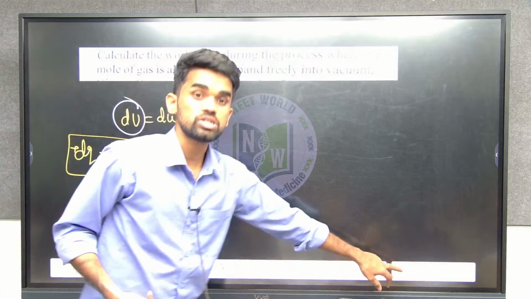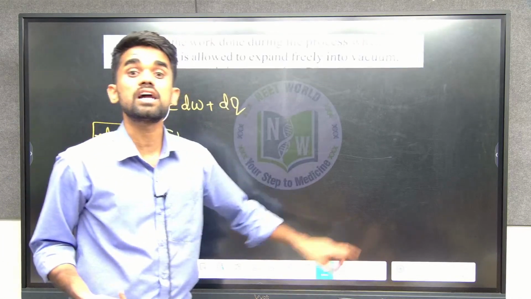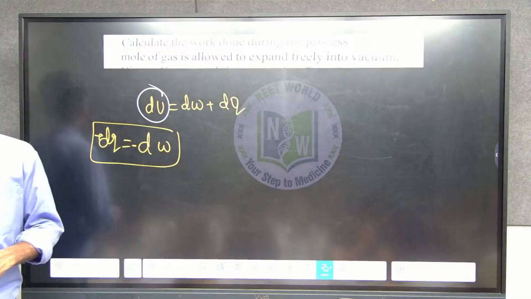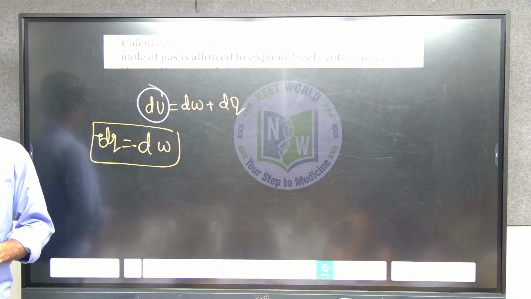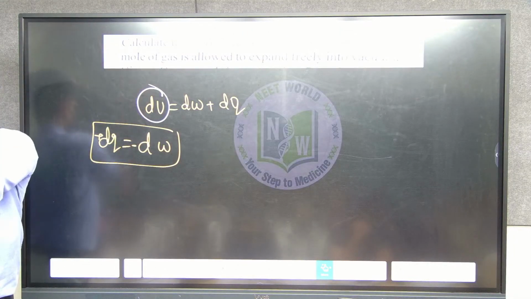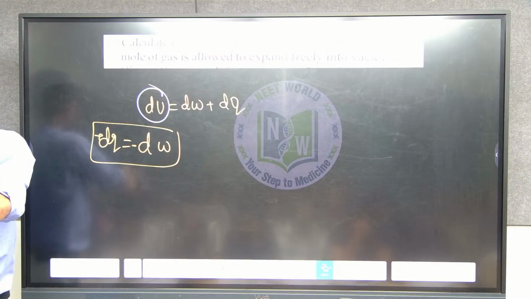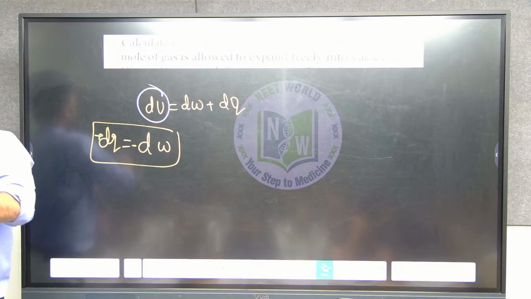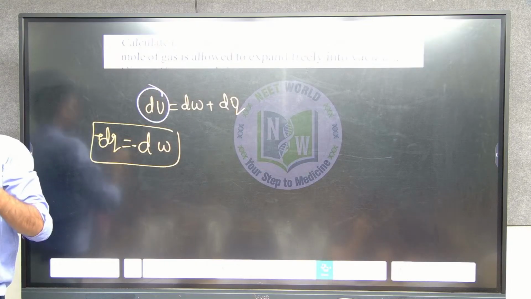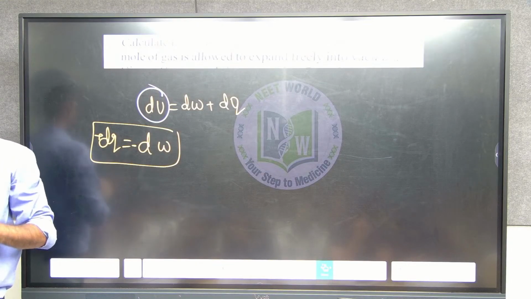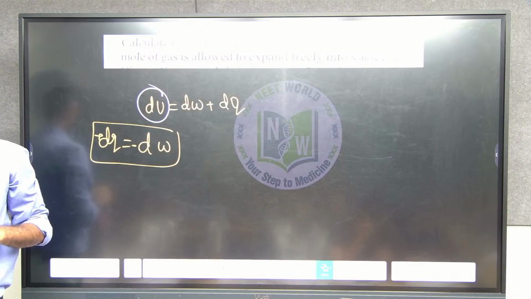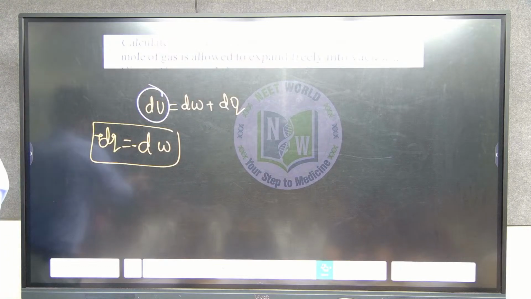To the previous question, what is that question you have written? 56 grams of N2 expanded at 27 degrees Celsius isothermally and reversibly from 1 to 10 liters. Then what is the heat absorbed by the system? Whatever value you got, how much is that?